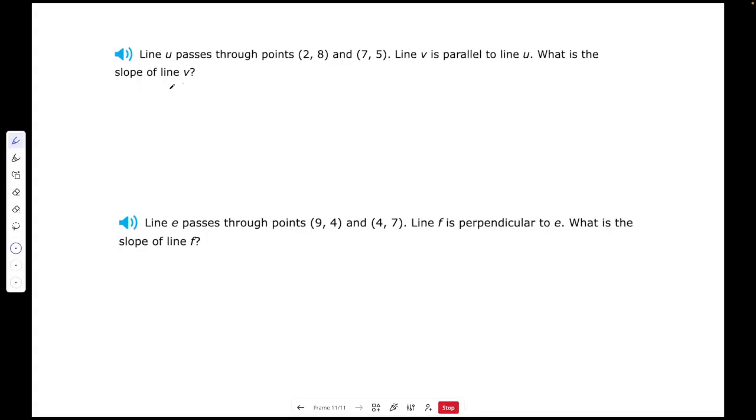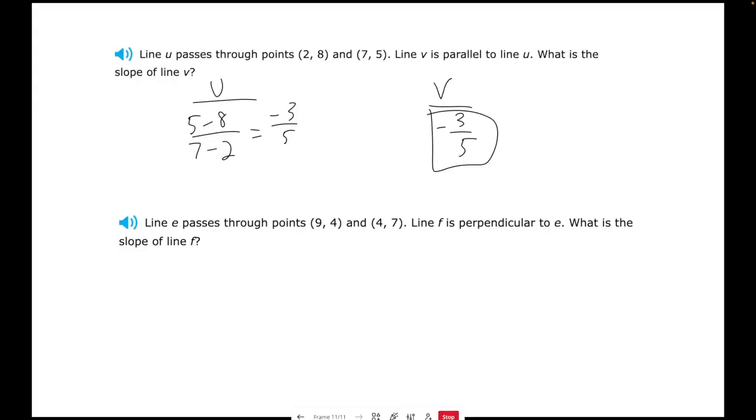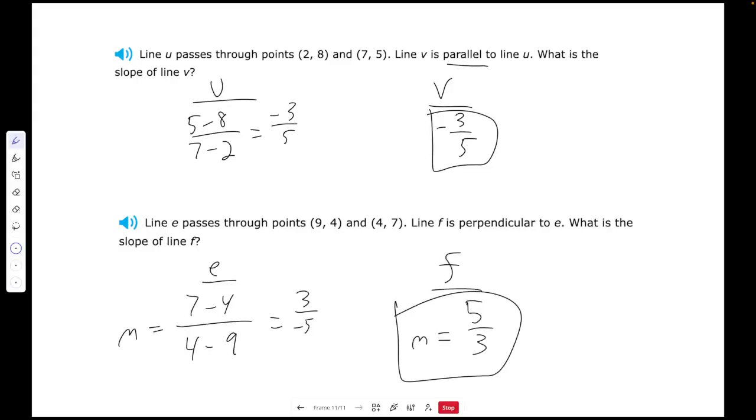Okay, now that you've had time to work these problems, let's check your solutions. For the first problem, you should have calculated the slope using the slope formula and got -3/5. They are parallel lines, which means that they have the same slope. So V would have a slope of -3/5. And for the second problem, you should have calculated the slope. You got -3/5, and they are perpendicular, so we should have done the negative reciprocal to get positive 5/3.